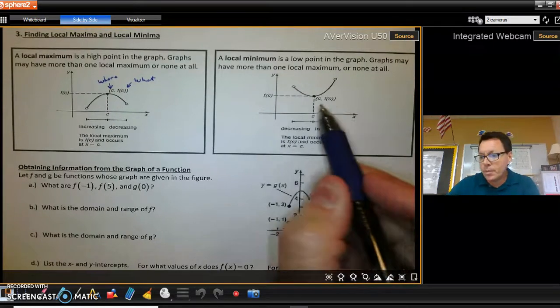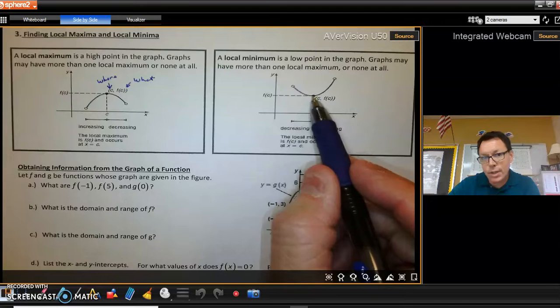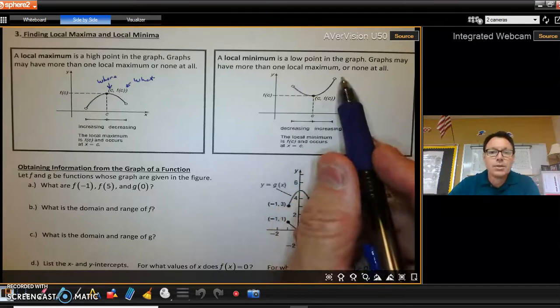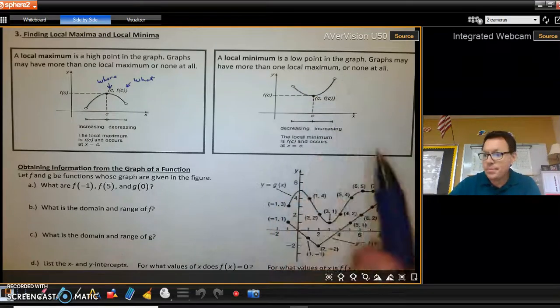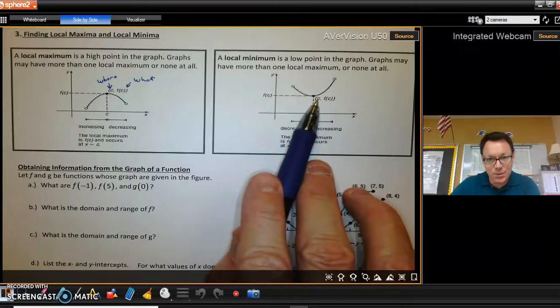Okay, a local minimum is a low point. The graph's going down, it hits this low point, and it turns and goes up. So, where is there a local minimum? At this x value. Excuse me, I said maximum, I meant minimum. Where is there a local minimum? At this x value.